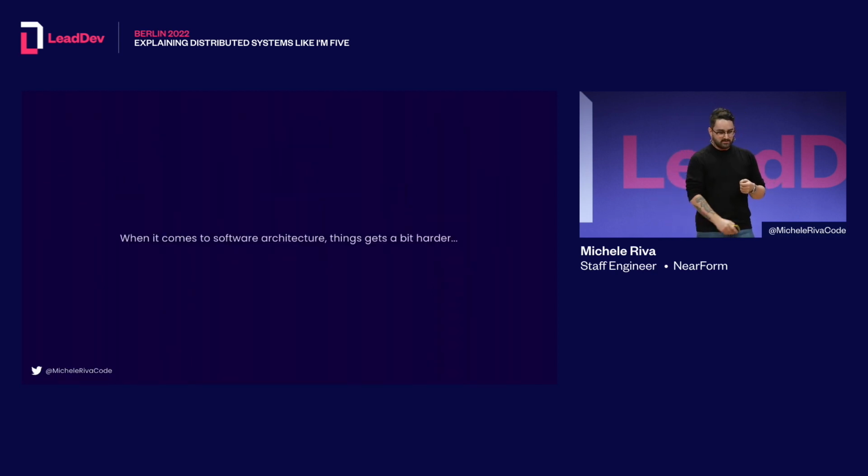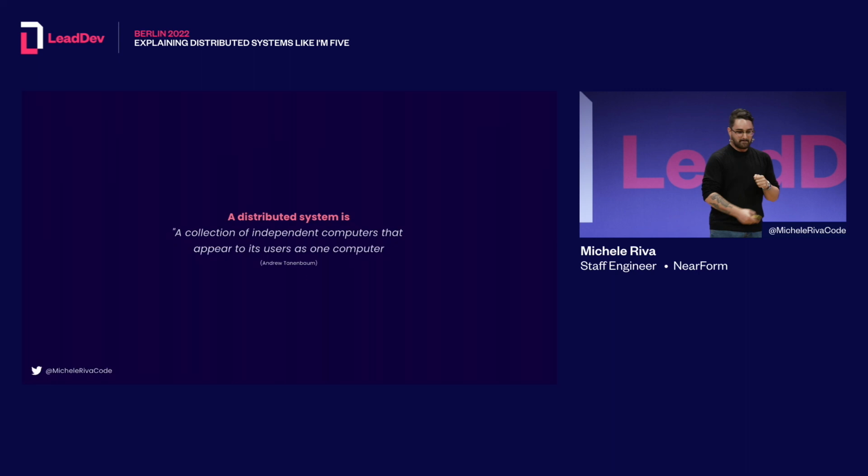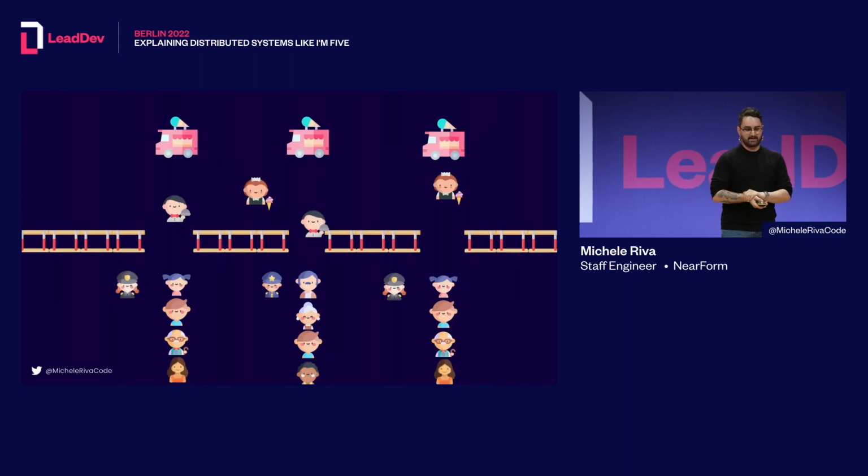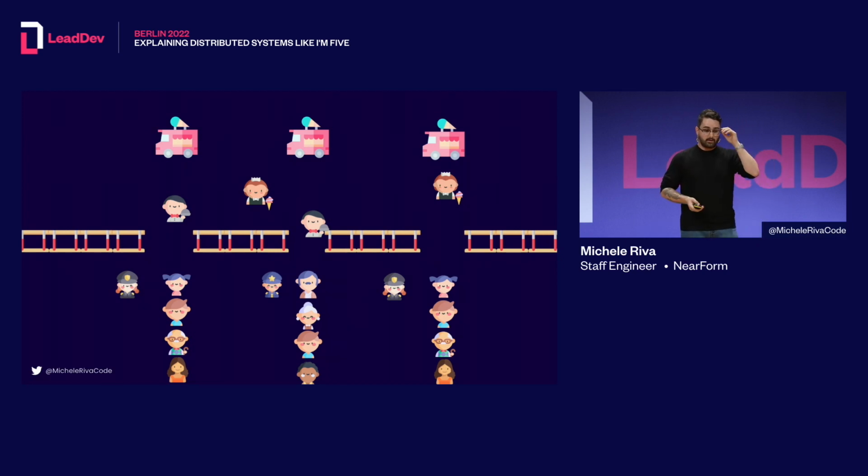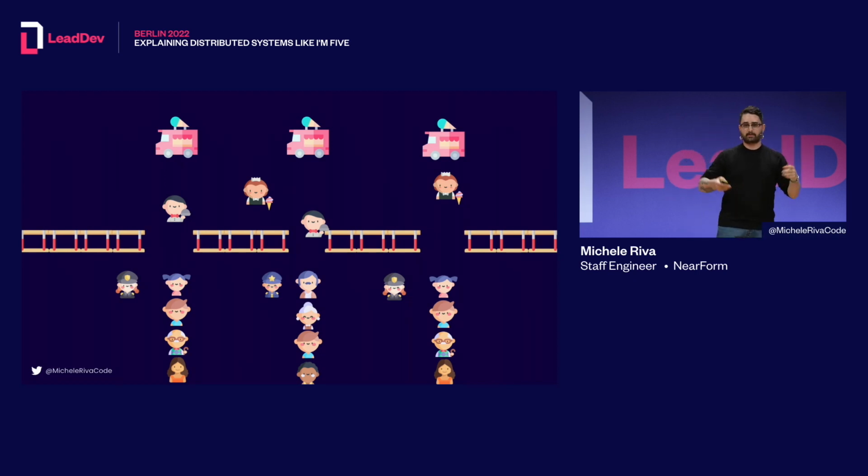Okay. So when it comes to software architecture, things tend to be a bit harder than that, of course. In fact, a distributed system is a collection of independent computers that appears to its users as one single computer. So that is telling us that it doesn't really matter if we have like 3 lines, for example, 3 queues, and it doesn't really matter if there is 1 ice cream truck per queue. We might have 1 ice cream truck, 10 ice cream trucks, 100 ice cream trucks, and many different waiters and waitresses that bring the ice cream to the people in line.